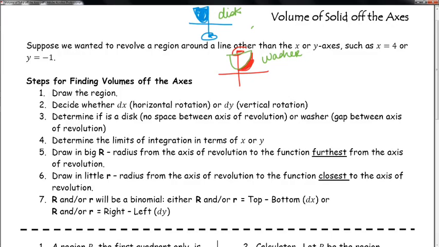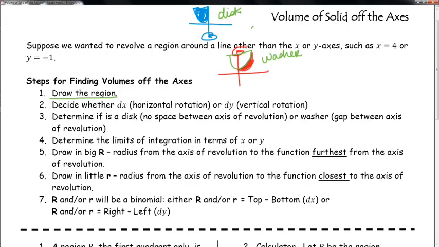And so today we're going to talk about what we do if we're revolving around not the X or Y axis. So let's say, what if I wanted to revolve around, I don't know, X equals 4 or Y equals 1. And so here are your steps to help you find the volume off the axis. First, I want you to draw the region. That is pretty standard.